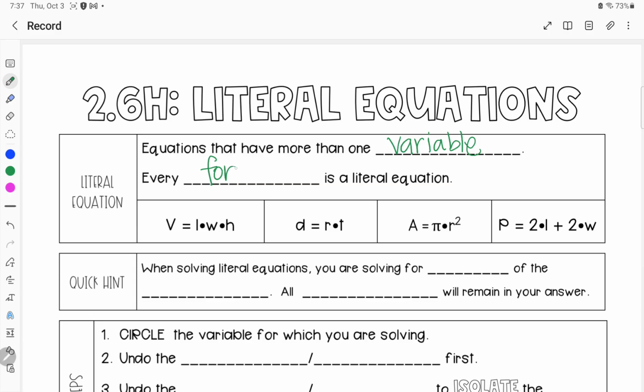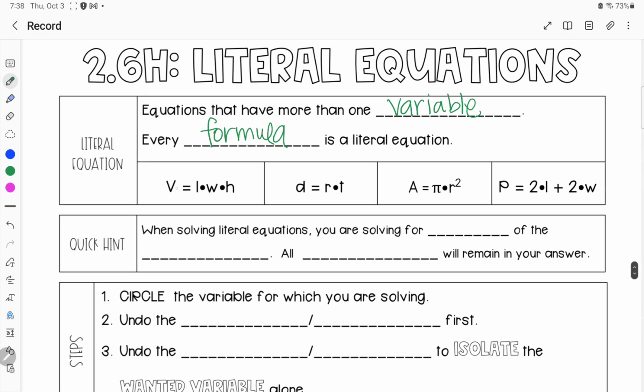So every formula is a literal equation. So volume equals length times width times height. Distance is rate times time. Area for a circle is pi times radius squared. Perimeter would be 2 times your length plus 2 times your width. So all of these are literal equations because you're just looking for a specific variable.